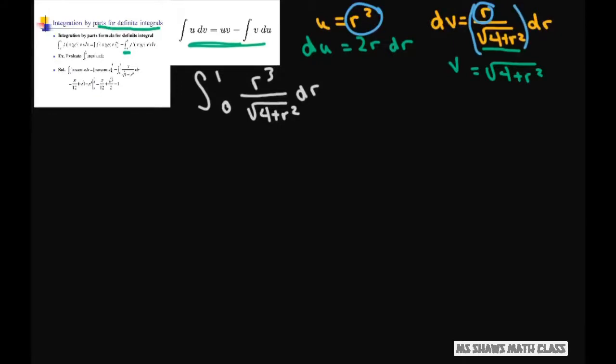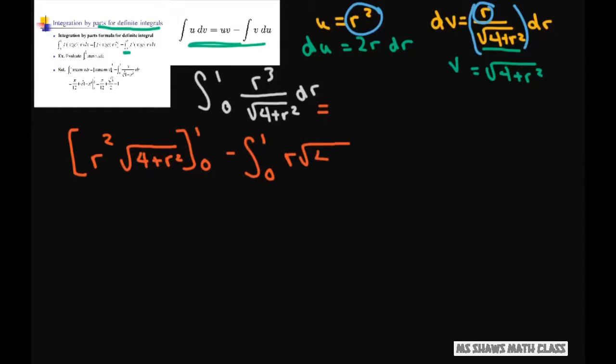Okay, so now, since we have everything, we can just fill it in, and we'll have this equals, and I'm going to move it way over here, r squared times the square root of 4 plus r squared. This is going to be from 0 to 1, minus the integral from 1 to 0 of r times the square root of 4 plus r squared dr.